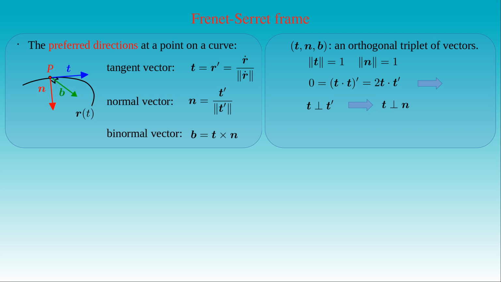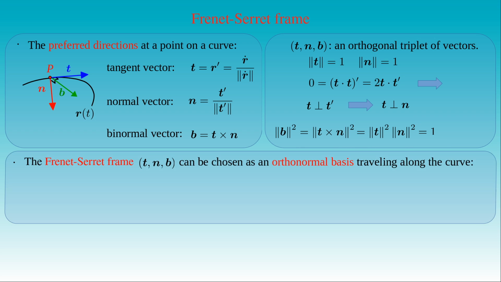We can compute the length of the binormal vector by applying its definition. Since b is the cross product of T and n, which are perpendicular to each other, the square of the length of b is equal to the length of T squared times the length of n squared. Here the vectors T and n have unit length, thus the vector b is also a unit vector. Then the Frenet-Serret frame, T, n and b, forms an orthonormal basis traveling along the curve. We can introduce the notation E_i for this basis, with the index i running through the triplet T, n and b. Then the orthogonality condition can be formulated as the dot product of E_i and E_j is equal to the Kronecker delta with the indices i and j.